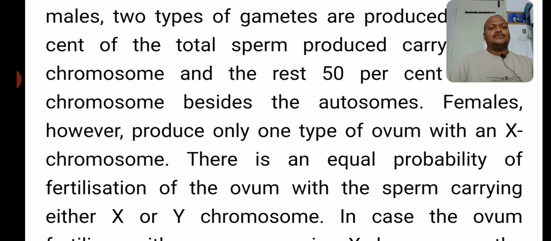Okay, females however produce only one type of ova with an X chromosome. So whatever ova the female produces consist of only one type. That is, all ova which are produced by females consist of the X chromosome only.